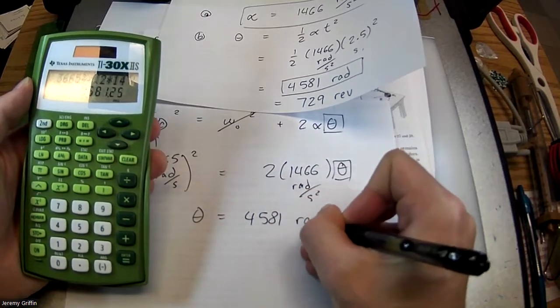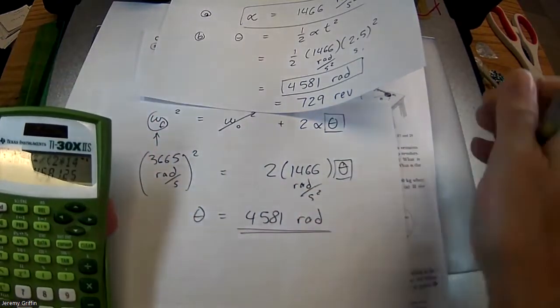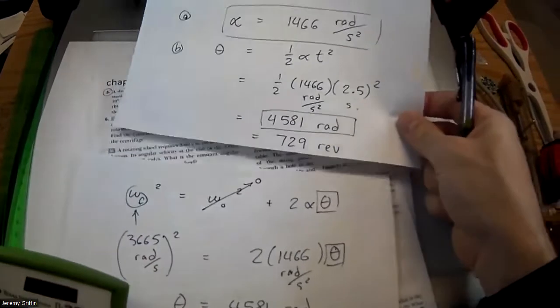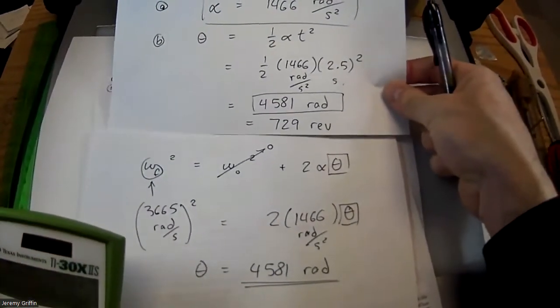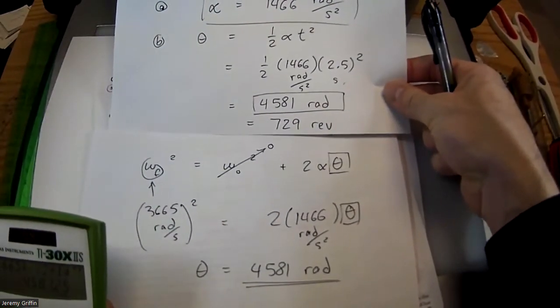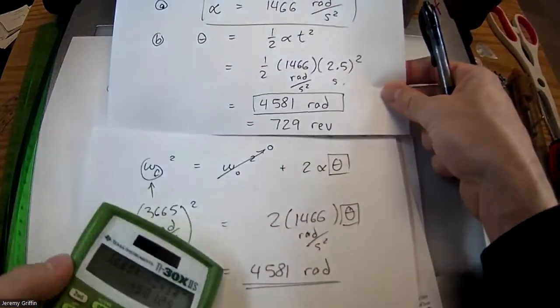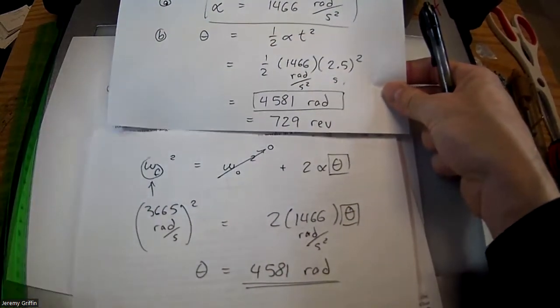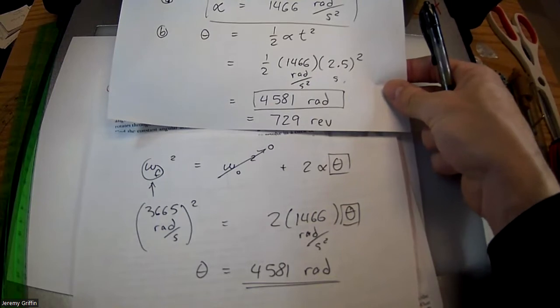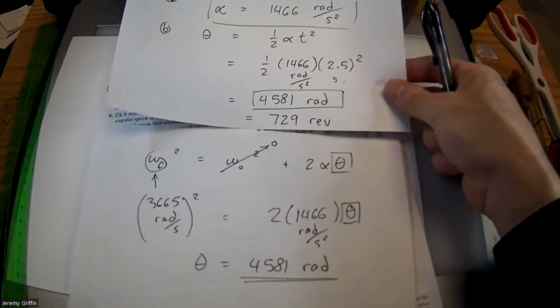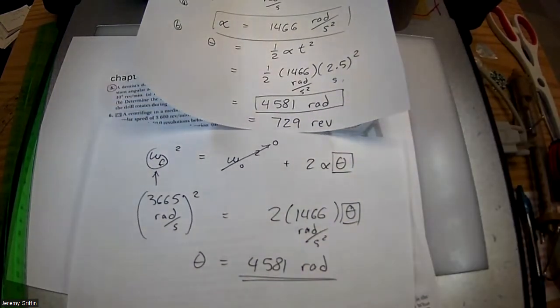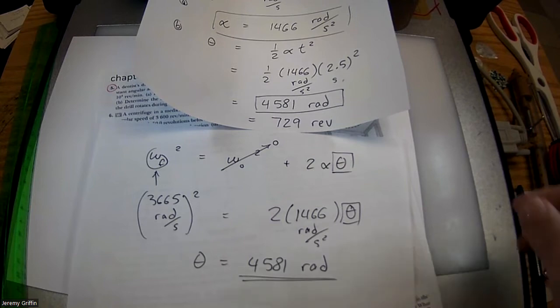4581 radians. And that's exactly what I got before. So there you go. 2 different formulas, 2 different paths through the forest to get to the same answer: 4581 radians. So you've got some options. That's just rotational kinematic motion. That's a lot like what we did in Unit 1, except it's rotational instead of moving forward in a straight line.